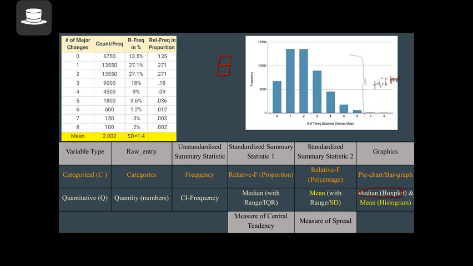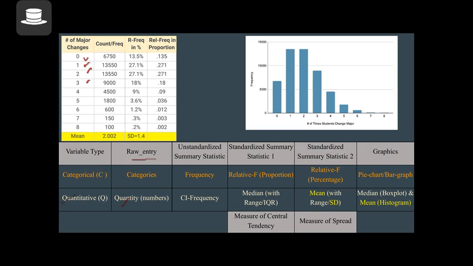So if the column that you're trying to summarize is a quantitative variable, the raw entry is in terms of numbers. Each observation either says 0 or 1 or 2 or 3 or 4, however many times they've changed the measure. Then the other one is frequency. That's one unstandardized way to summarize it, which is not so meaningful for a quantitative variable.